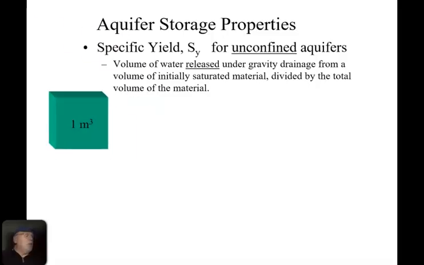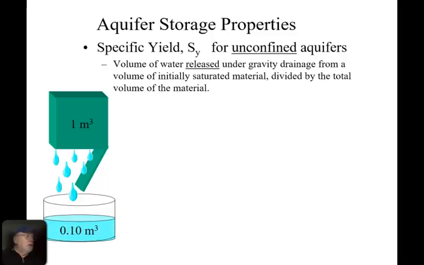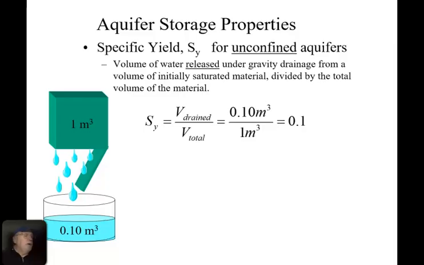So if I have my 1 cubic meter box there, it's got sand in it, groundwater material, and then I open up the bottom and I let it drain by gravity. I've got a screen in there to hold the sand in, and I get 0.1 cubic meters out of there. That means my specific yield is volume drained, 0.1 cubic meter, over the volume total. The total box is 1 cubic meter, so it's 0.1.